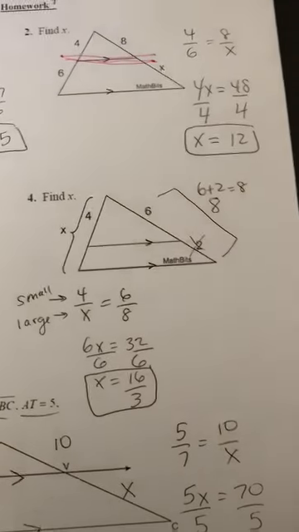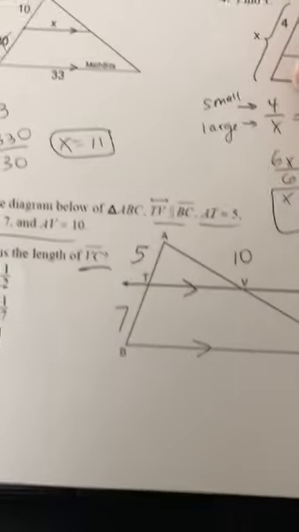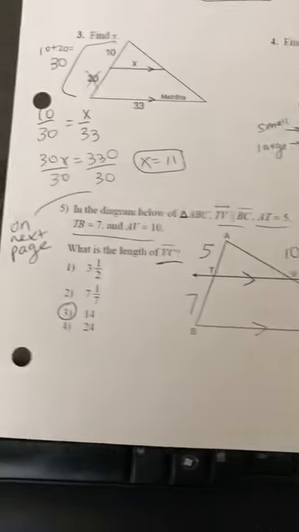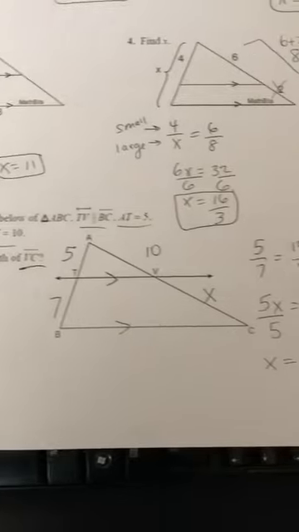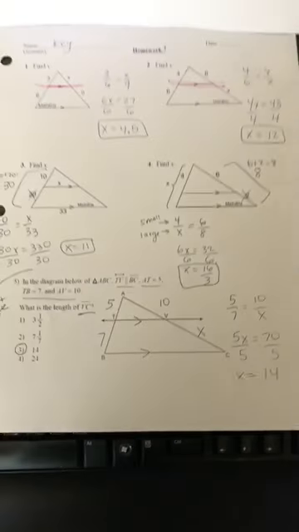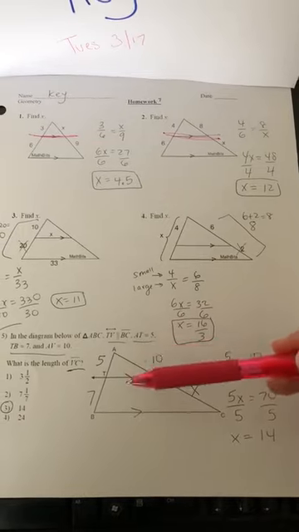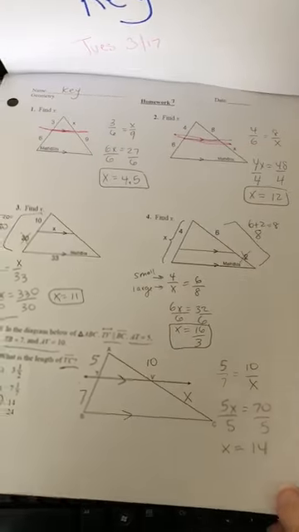Okay, now this would have been on your back page. I used a key over here from last year, and it's all on the bottom right there. Make sure you're looking for VC. Okay, make sure it is using the side splitter theorem. 5 over 7 equals 10 over x. And now let's go to the back.